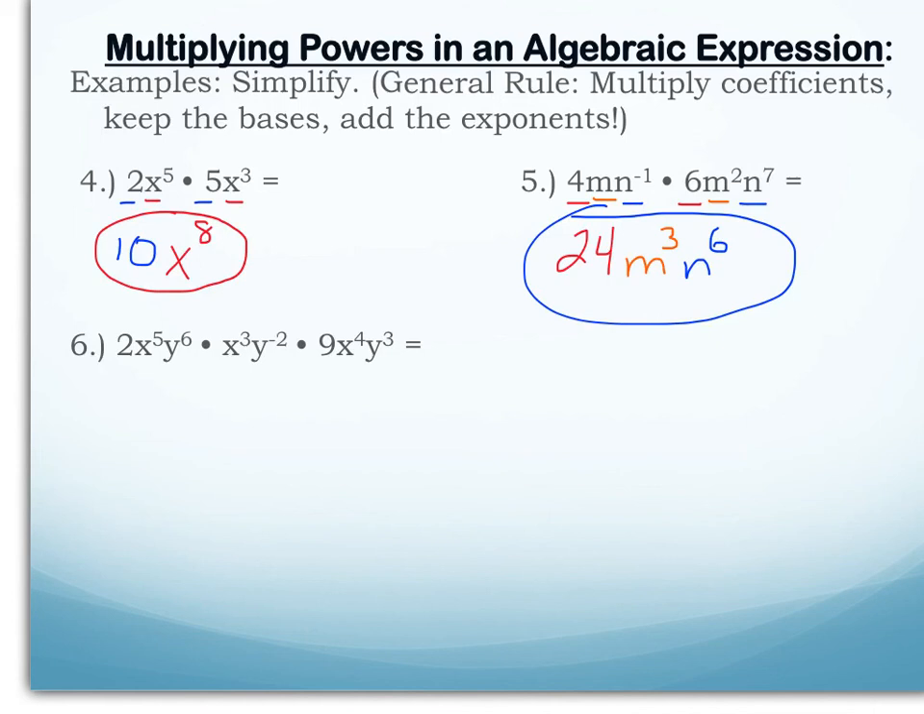And finally, number 6, I can take 2 times 1, so there's a 1 there, times 9 is 18. With my x's, I have x to the fifth, x to the third, and x to the fourth. So that is x to the 12th. And with my y's, I have y to the 6th, y to the negative 2, y to the 3rd. So that is y to the 7th.